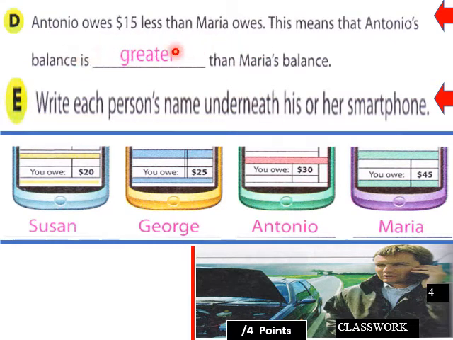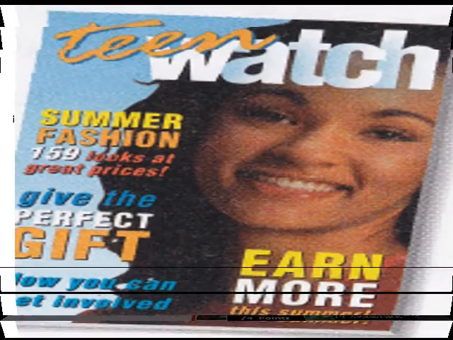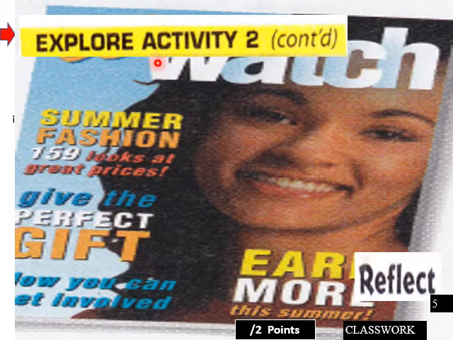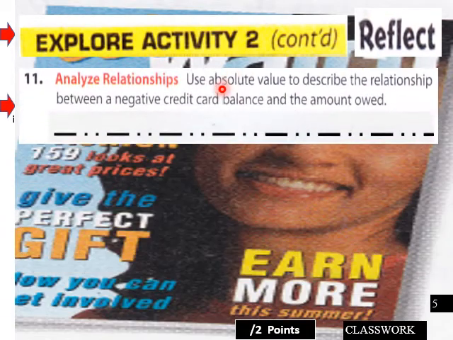So this means that Antonio's balance is greater, meaning that he has more positive money than Maria does. So there you go. Let's go on to our next page, page 5, which is classwork, Explore Activity 2. Now we're going to think about what we've done.